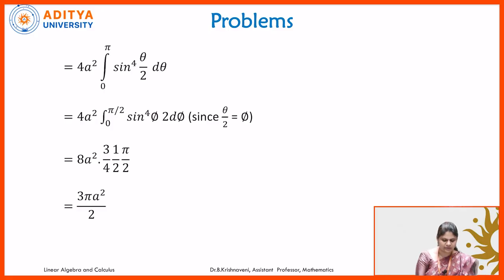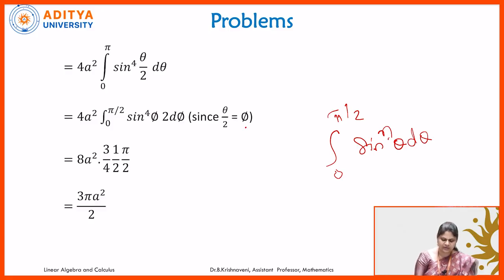integral 0 to pi by 2 sine power 4 theta. Taking theta by 2 as phi, we are getting 8a square integral 0 to pi by 2 sine power 4 phi d phi. So by means of the expansion, integral 0 to pi by 2 sine power n theta d theta depends upon the n value, whether it is even or odd. Here n is equal to 4, which is even.